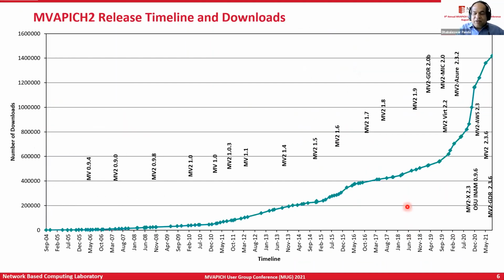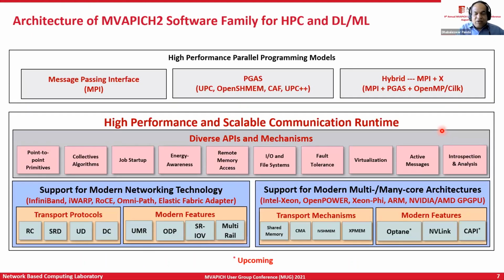This one shows a very quick release timeline and downloads. As you can see, over the last several years, we are on a very upward curve with respect to the downloads. This is the overall software architecture, and we call it a software family. I'll introduce it. We have slightly different versions for both HPC as well as DL and machine learning. These are all the different networking technologies. We started with InfiniBand, but gradually we have been expanding to iWARP, RoCE, OmniPath, and AWS EFA.